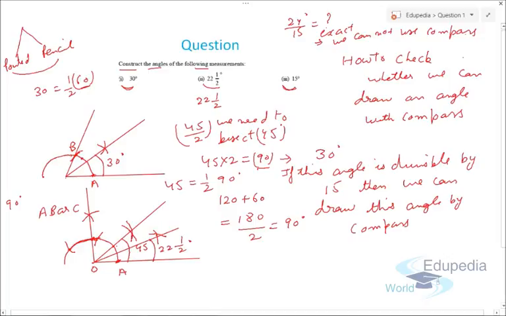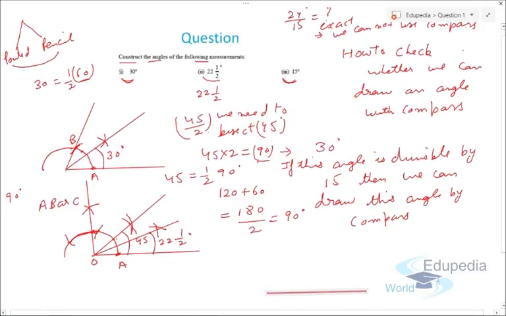Now we need to draw 15-degree angle. Again, it is divisible by 15, so we can draw with a compass. Again, we need to follow the same steps. First, we need to draw a line like this. Then again, keeping this as center, we draw an arc like this, and let's say this is point A.